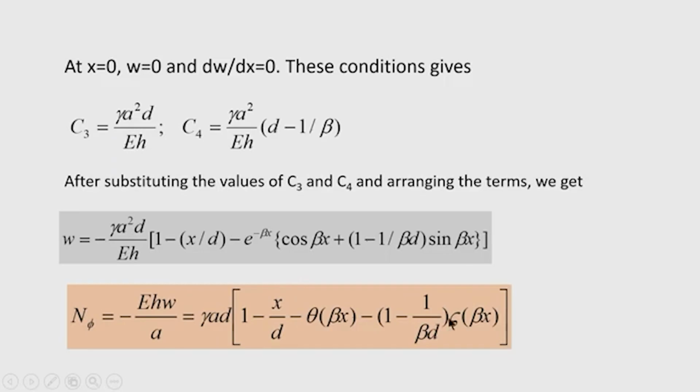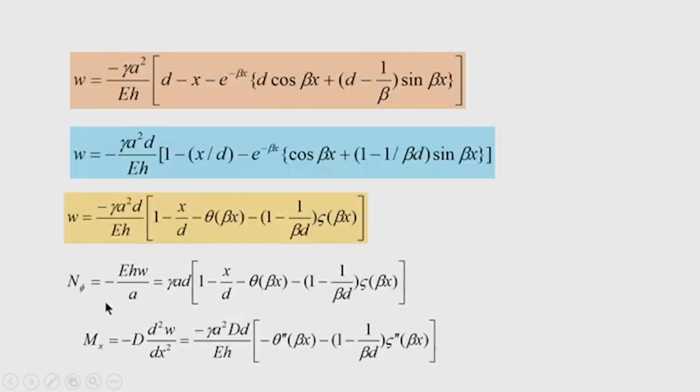So, it is written in the functional form, and the maximum deflection will be obtained somewhere, but this deflection you have to calculate by plotting the graph, or you can impose the condition where the slope is 0 to get the maximum deflection. The membrane force n phi can be obtained as minus E h w by a, which is nothing but gamma a d into 1 minus x by d minus theta beta x minus 1 minus 1 by beta d, this is the parameter, into xi beta x.